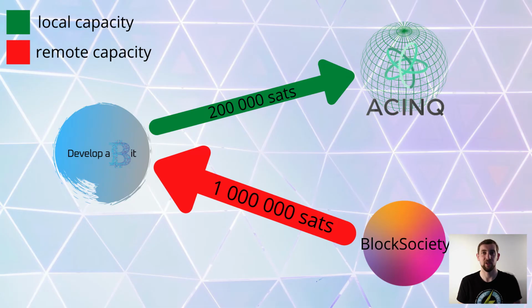Next thing I did was to ask for inbound liquidity on Twitter, and I got lucky. One of my followers opened a channel to me. Thanks Block Society, whoever you are. Not only did they open it, but they've also done the pretty cool thing of rebalancing these channels, but this will come later. Now, looking at our graph, we see another arrow from Block Society to my node with a capacity of 1 million satoshis.